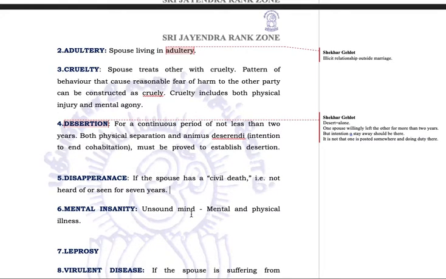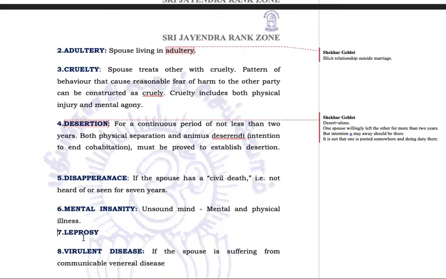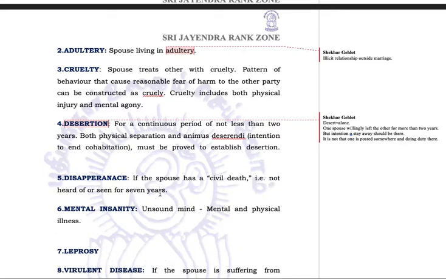Mental insanity, unsound mind, mental and physical illness. Someone has become insane after marriage, then you can take divorce. That the other spouse has become insane or unsound, mentally or physically. He has become unsound, that means he cannot perform the duties of a husband or a wife. Then you can take a divorce. Leprosy is a disease.